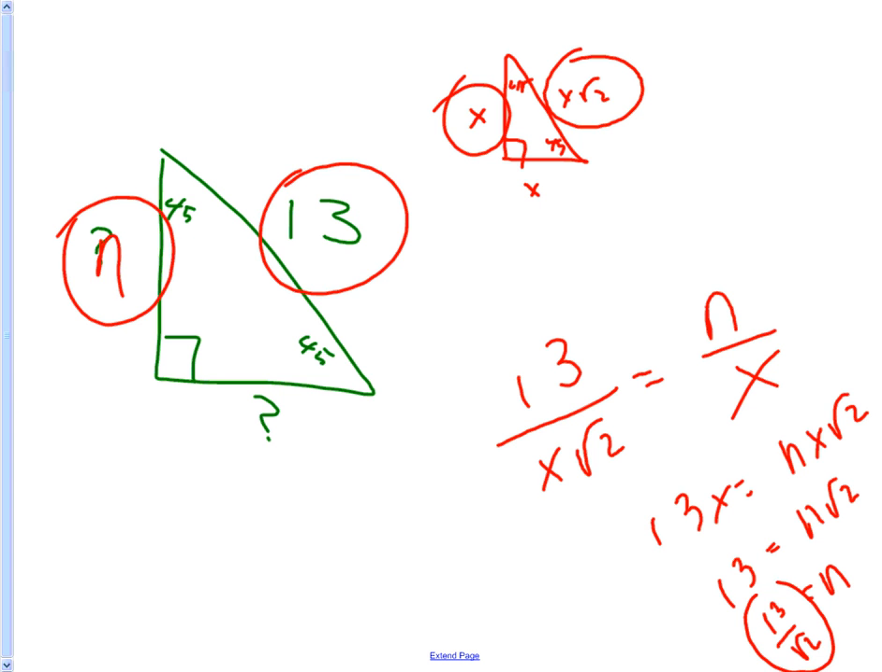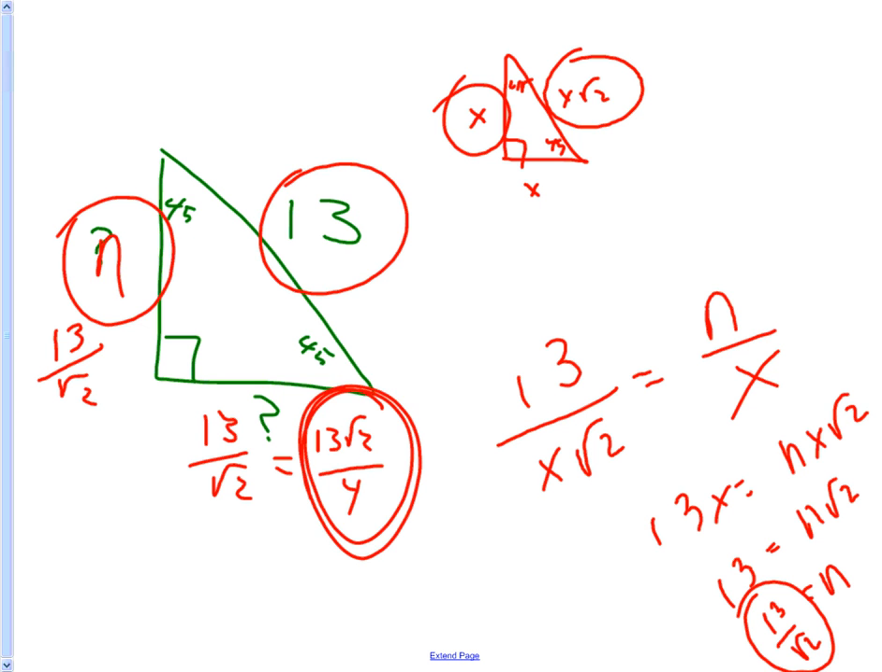Am I supposed to leave it like that? No. 13 over square root of 2 simplifies down to multiply both sides, top and bottom, by the square root of 2, so I'll end up with 13 root 2 over 4. Raise your hand if you had that one right. Did I screw something up? Oh, it's over 2. Sorry, it's over 2, not 4. Raise your hand if you had that one right. Okay, good. Sorry about that.